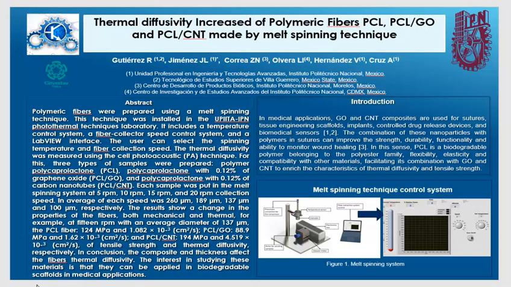The average diameter at each speed was 260 micrometers, 189 micrometers, 137 micrometers, and 100 micrometers respectively. The results show changes in the properties of the fibers, both mechanical and thermal. For example, in the table, we show the 15 revolutions per minute sample with an average diameter of 137 micrometers.